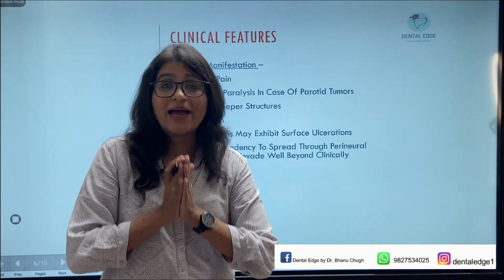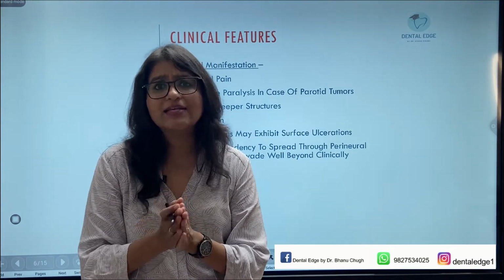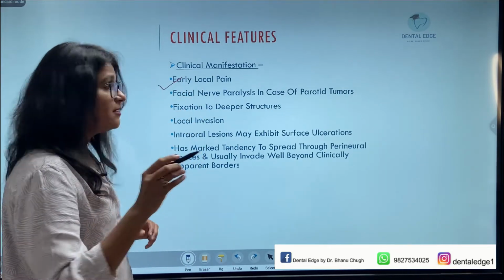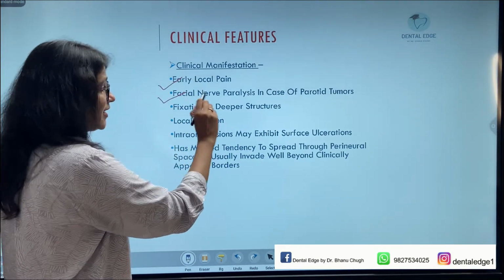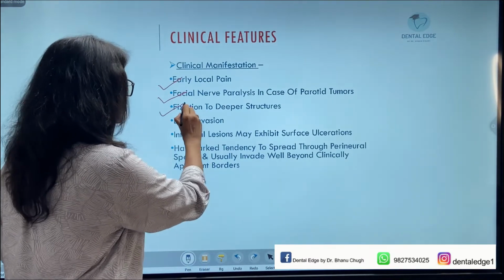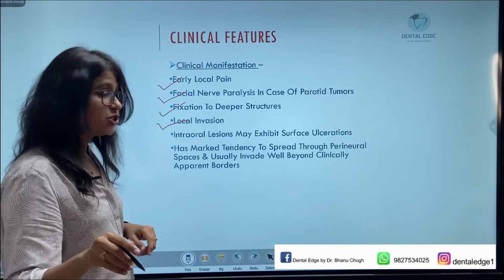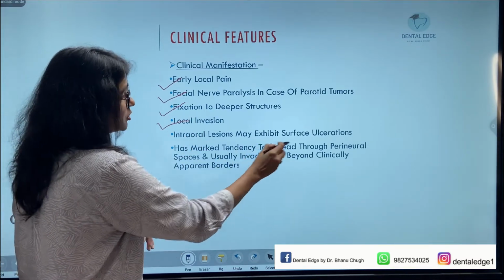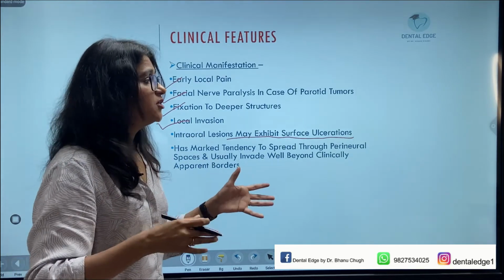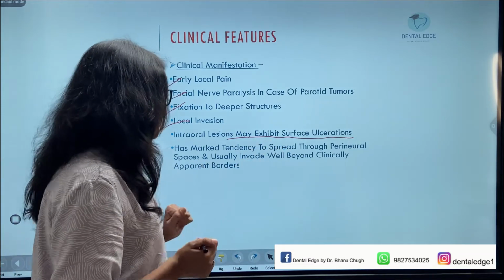Since it is a malignant salivary gland tumor, it shows features of malignancy. So there will be early local pain, facial nerve paralysis in case of parotid tumors, fixation to deeper structures, and local invasion. Intraoral lesions may show surface ulceration. For example, if the lesion is in the palate or the tongue, it may show surface ulceration.